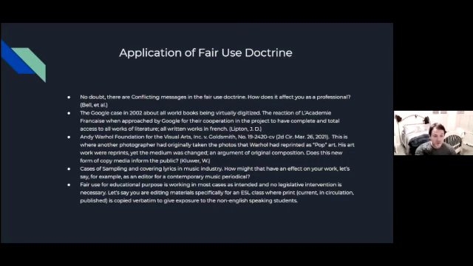But for the most part, fair use for educational purposes is working in most cases as intended, and no legislative intervention is necessary. Let's say you're just editing materials specifically for an ESL class where print, anything that people are wanting to read, anything current, is copied verbatim just to give the person who doesn't speak English exposure to what they want to read. That's totally fair to use that type of stuff.